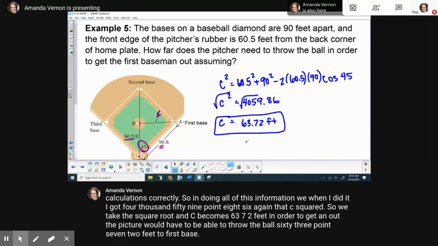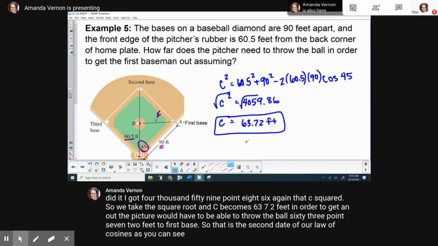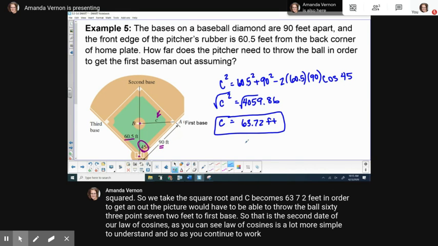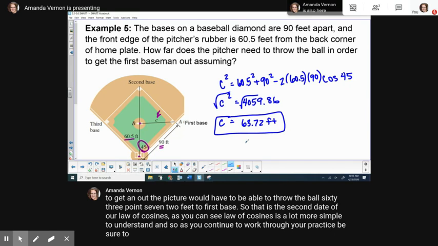So that is the second day of our law of cosines. As you can see, law of cosines is a lot more simple to understand. And so as you continue to work through your practice, be sure to check back to the videos or check in if you have any questions.